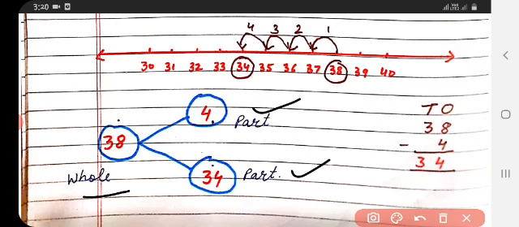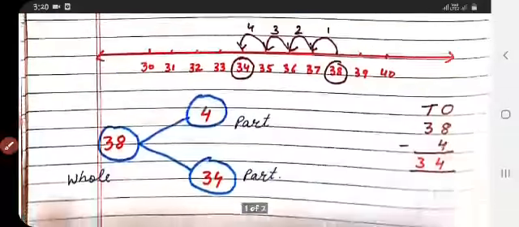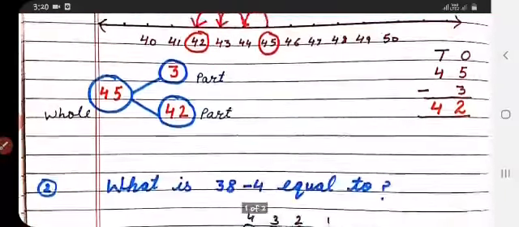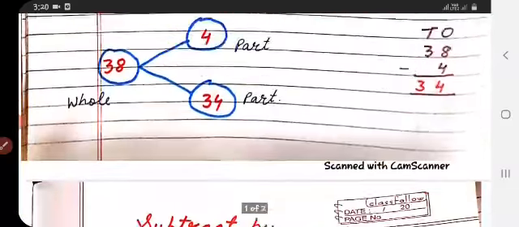So simply we can do it on a number line. I hope all are able to do now how to do this subtraction on a number line. First of all we have to make the number line, then we have to do its subtraction.